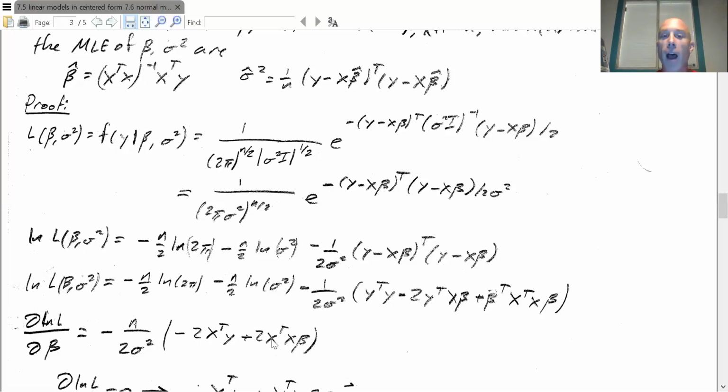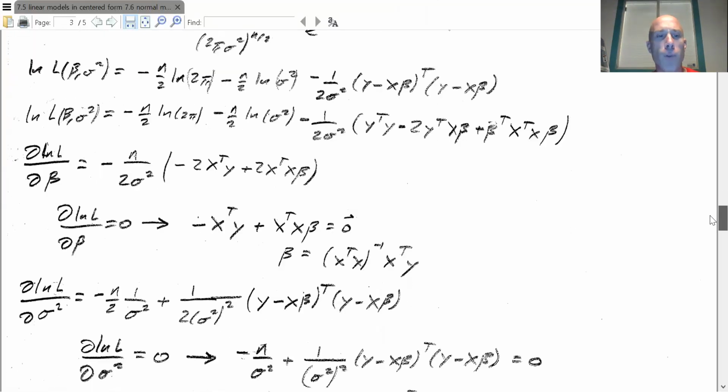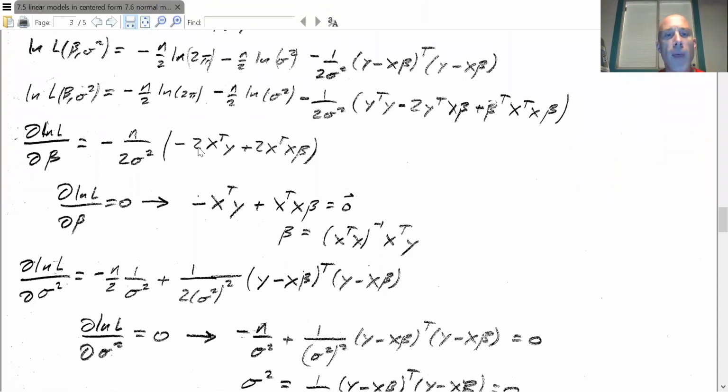Now, the 2's, I can factor out the 2's. I don't have to worry about it. This is just coming together so beautifully. So I know that inside the parentheses has to be equal to the 0 vector. Well, what I can do is add x transpose y to both sides, and then I hit both sides with the inverse of x transpose x. Boom, I've got it. And we go, hey, I recognize that. That's our estimate from before. So our maximum likelihood estimate and our least squares estimate of the slopes is exactly the same. Isn't that nice? It's blue.